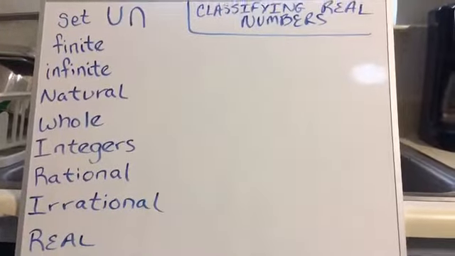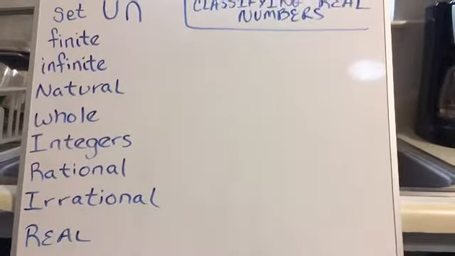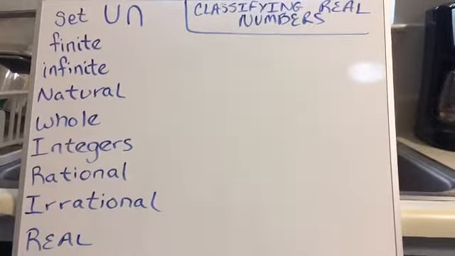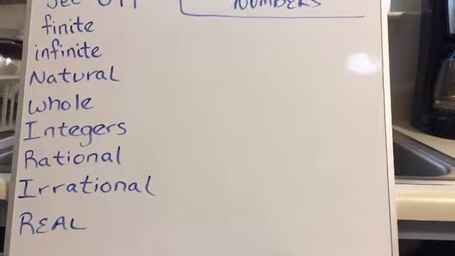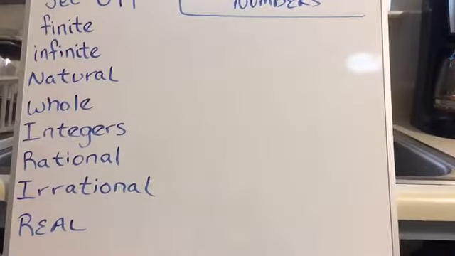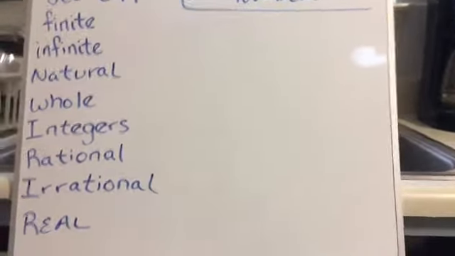So these are some words we're going to learn about: set, finite, infinite, natural, whole, integers, rational, irrational, and real. Okay, and we're going to draw some pictures to talk about these.